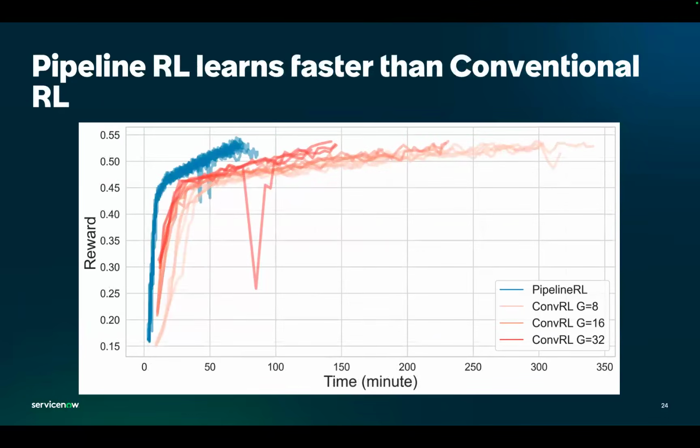And putting everything together, since we have the same sample efficiency in terms of reward per sample, but we're faster to collect the data, PipelineRL achieves the same reward in half the time.